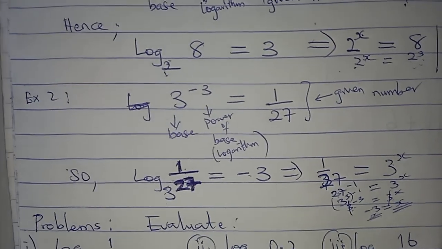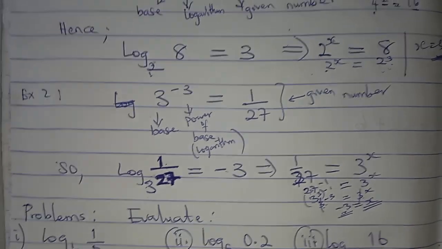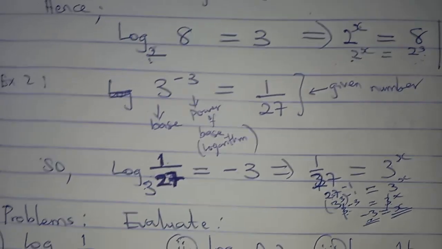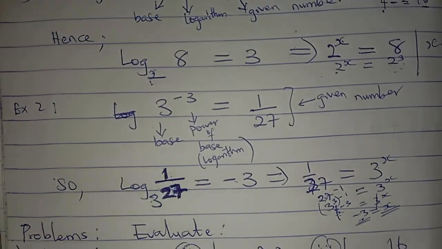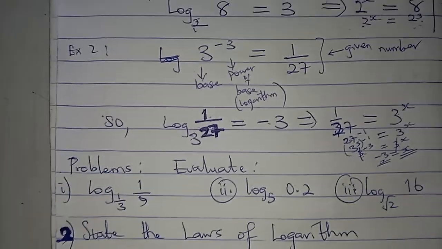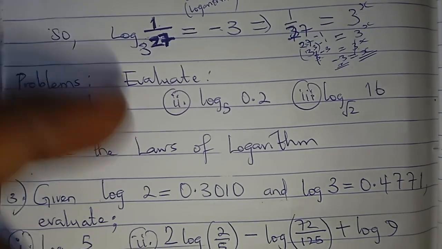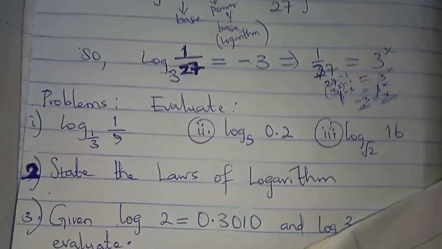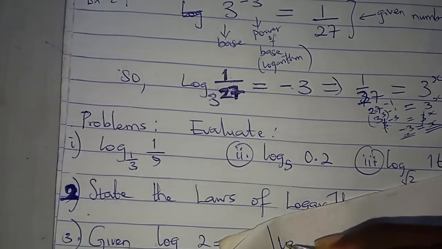Alright, so you now know that indices talk about power of variables or numbers, while logarithm talks about power of a base. So if I know that, let's try to solve certain questions. The simple questions given to us here. I have problems. Evaluate log 1 over 3. Let me write it out. Evaluate log 1 over 3.